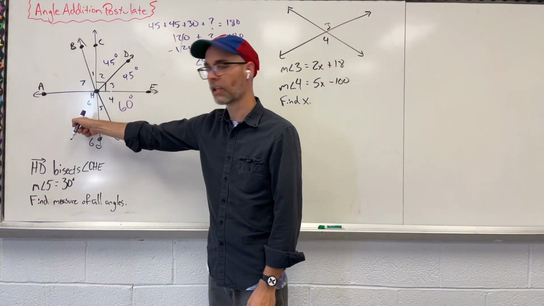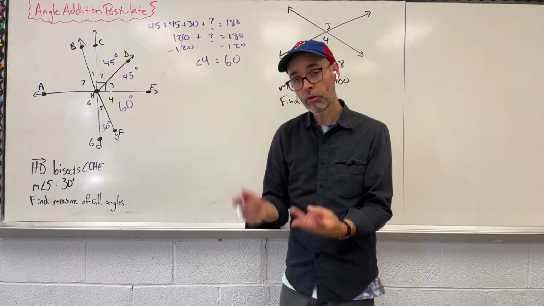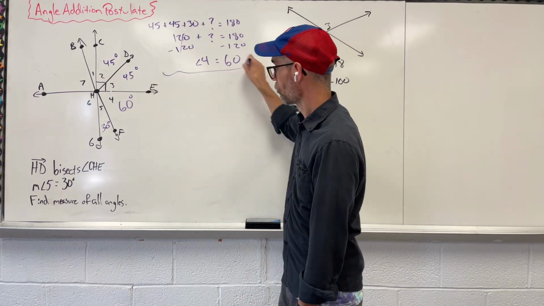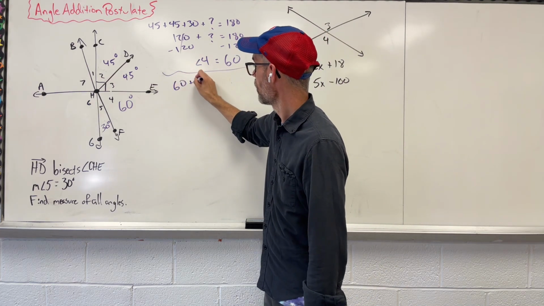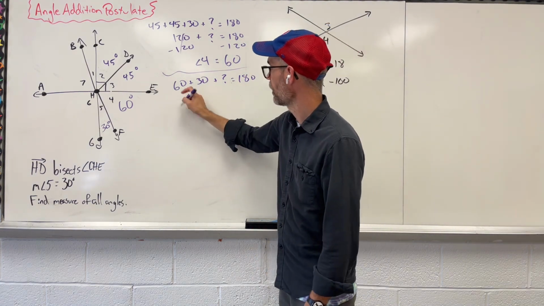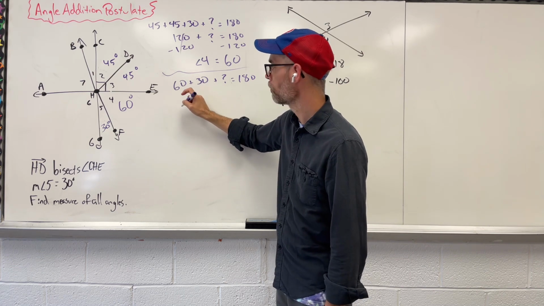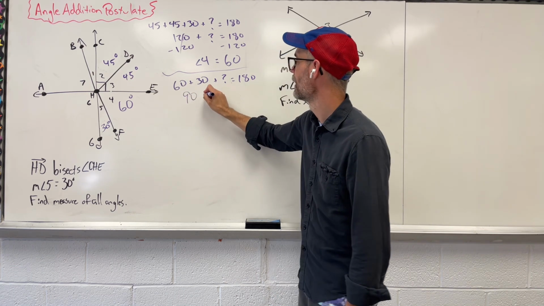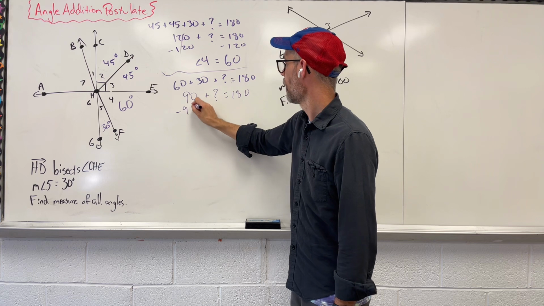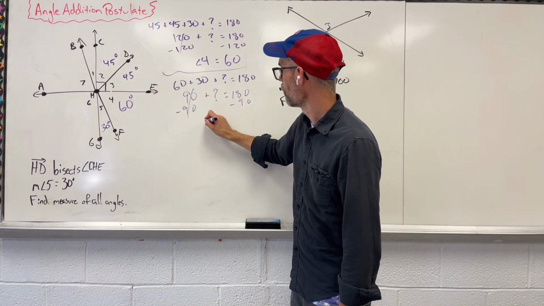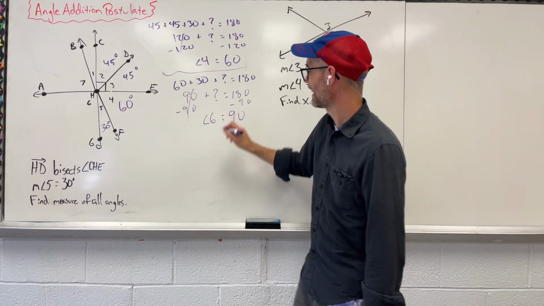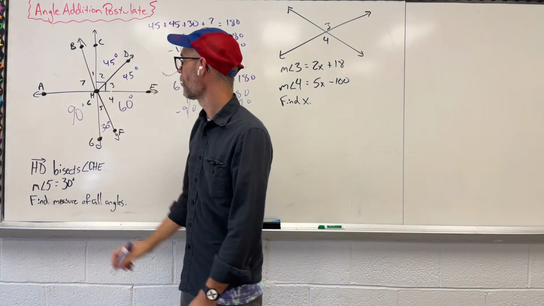Now, let's keep going around. Let's use 4, 5, and 6 to find 6. Now, those 3 angles, they're all supplementary to each other. They form 180 degrees, so we can do that again. We can say 60 plus 30 plus mystery equals 180. Nope, that's not 120. That is 90. Plus mystery equals 180. Minus 90, our mystery angle 6 is 90 degrees. Interesting. So we have a right angle over there.